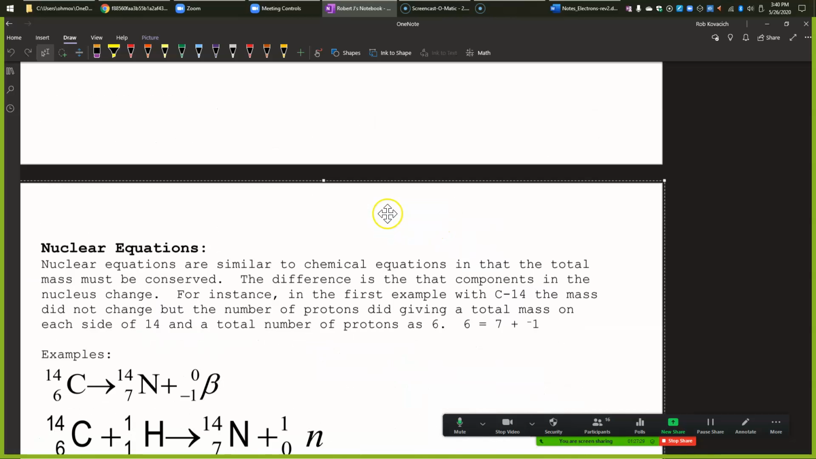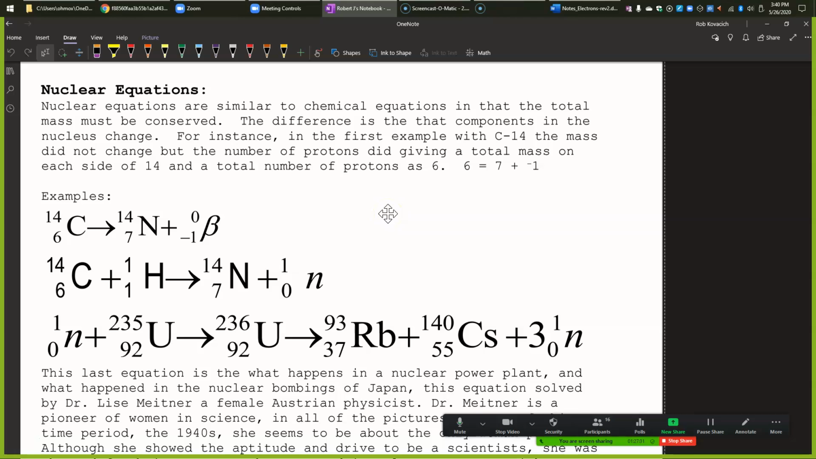All right, let's move on. So we've done a couple of nuclear equations before, but the ones that we had were pretty simple. Maybe 3 things total. Here's one, the first one has 3. That's beta decay of carbon-14, the radioactive version of carbon, and everything in the superscript adds up. So 14 equals 14 plus 0, and in the subscripts 6 equals 7 plus a -1. So we're good.